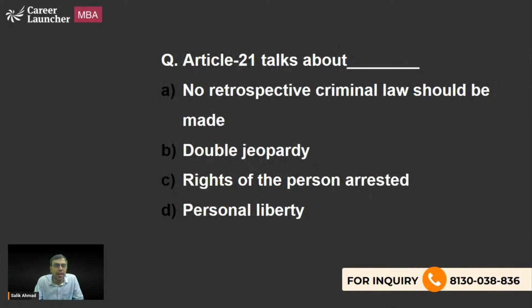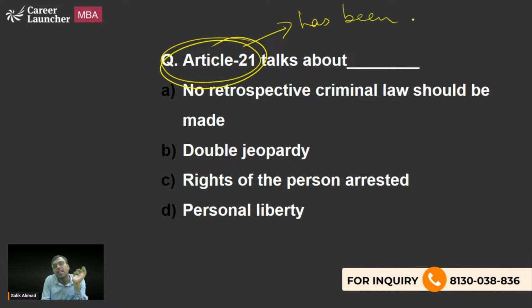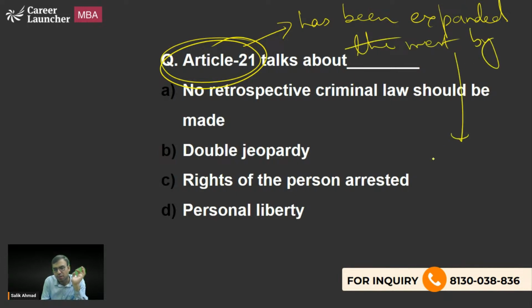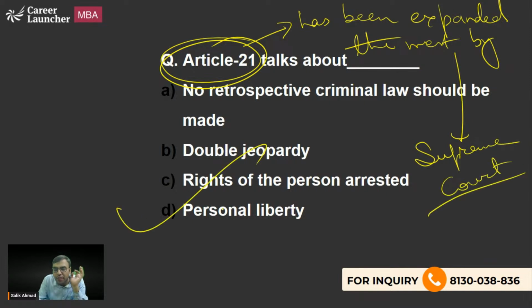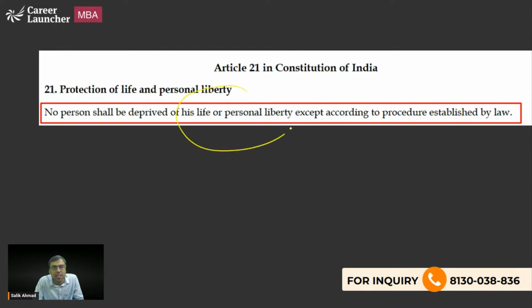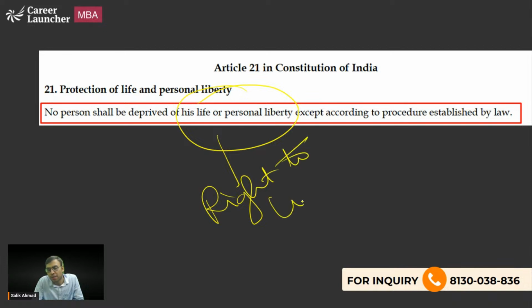Okay, the next one is about Article 21, because it remains in the news. A lot of judgments of the Supreme Court are based on this Article 21. It is said that this article has been expanded the most by the Supreme Court of India. The most interpretation has been drawn out of it. Article 21 talks about the right to life and personal liberty. I'm sure you must have heard: no person shall be deprived of his right to life and personal liberty except according to the procedure established by law. Right to life.